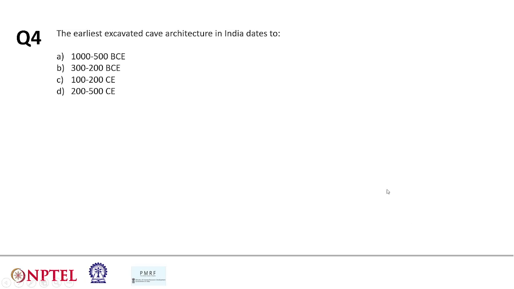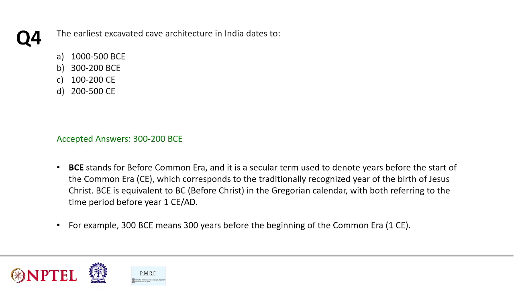So basically, the accepted answer is 300 to 200 BCE. The term BCE stands for Before Common Era. Now, what is this? In the entire lecture, you might have come across the term before, something like 6th century AD or 6th century CE.